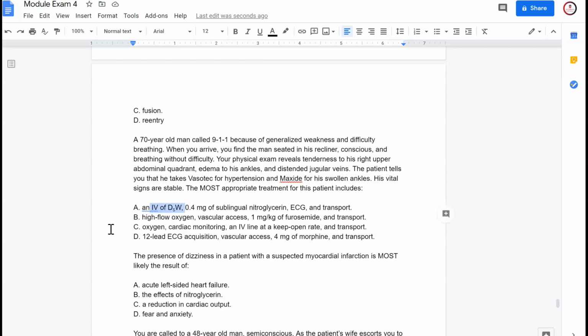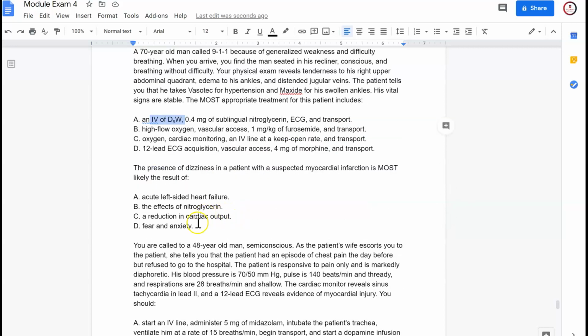No. High flow oxygen, vascular access, 1 milligram per kilogram of Lasix and transport. That's a little aggressive for a patient when the physical exam says he's A-OK. Oxygen, cardiac monitoring, IV. I like that one. 12-lead, vascular access and morphine. Why are we giving him morphine? Seems nice, chill, not in pain. So your best answer there is choice C.